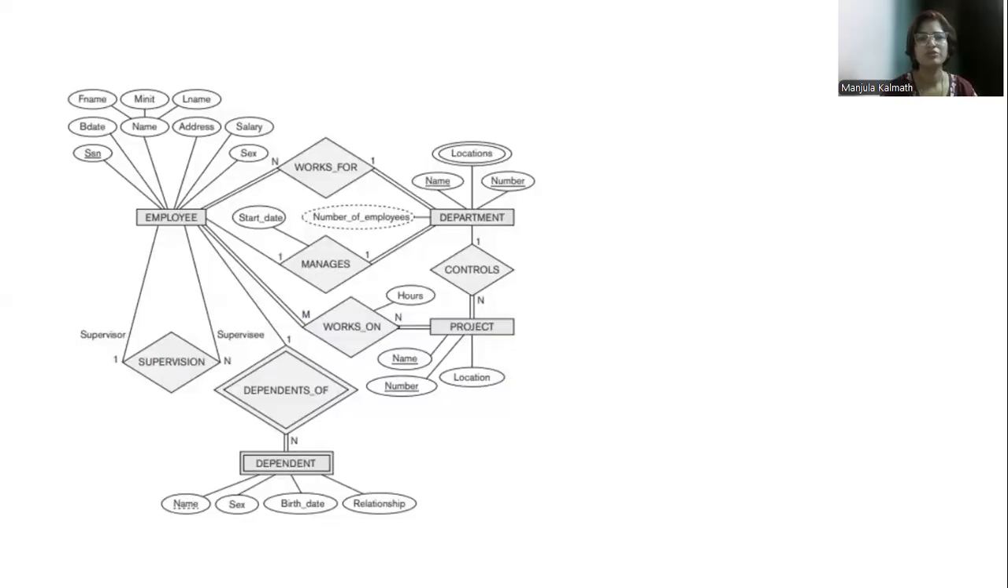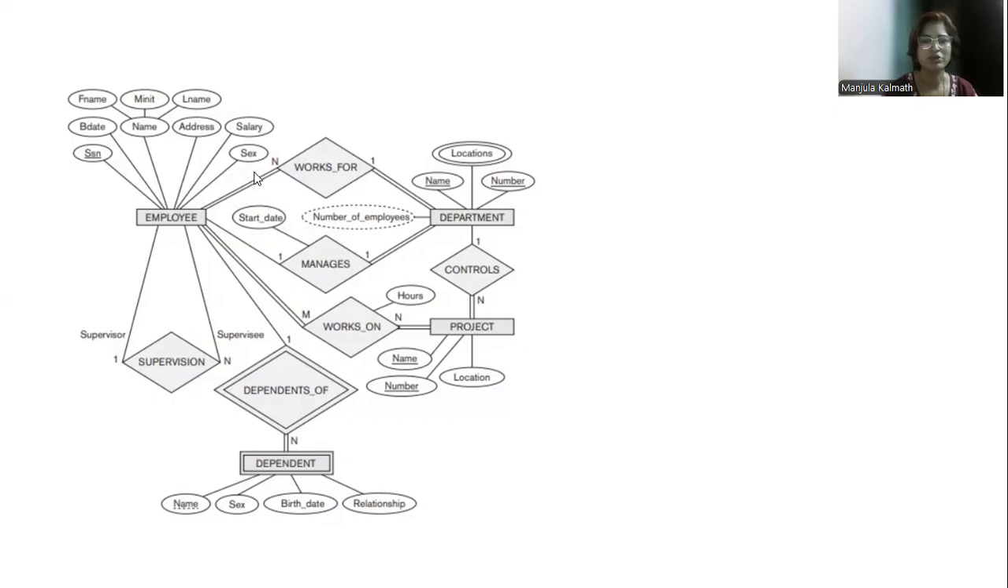Hello everyone. In previous videos, we discussed the entities, attributes, relationships, and cardinality with respect to the company database. Now the complete ER diagram is created. This is the time to convert this ER diagram into multiple tables. How do we convert this ER diagram into the tabular format?